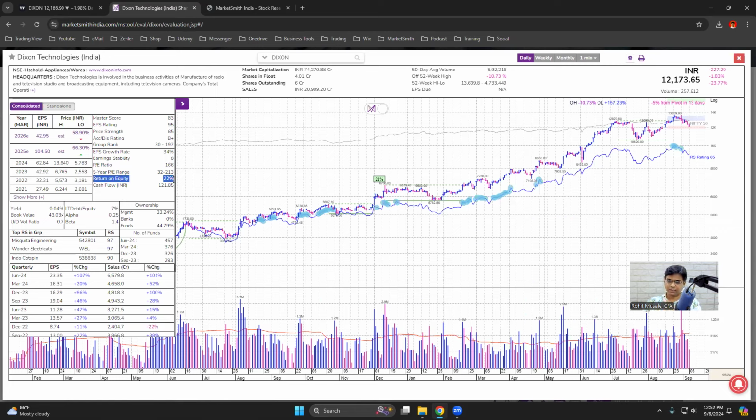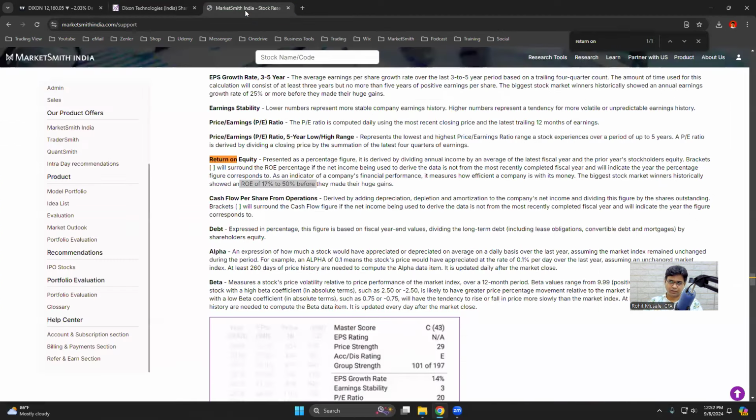The higher, the better. Now let's come to the cash flow. Cash flow, this number should be positive. That's the most important thing. It doesn't matter what the number is, as long as the number is positive. So first, let's try to understand what this number is.